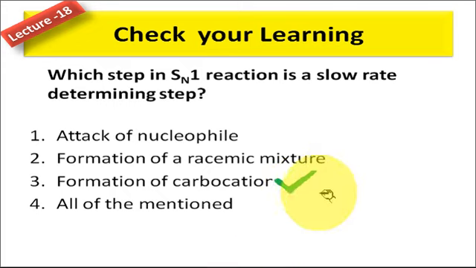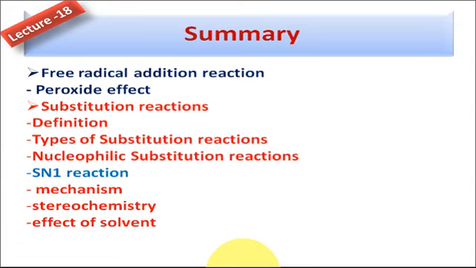Yes, the correct answer is the formation of the carbocation. As we have earlier discussed, in SN1 reaction, the first step is the formation of the carbocation, which is the slow step, and due to this slow step it is also called the rate determining step. So the third option is the correct option. So let us summarize what we have learned in today's lecture.